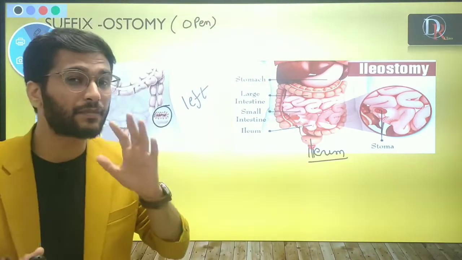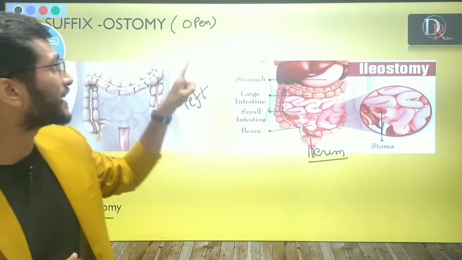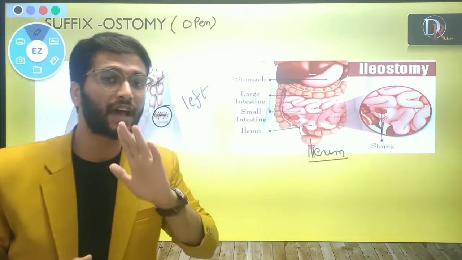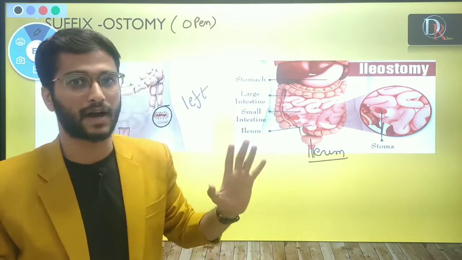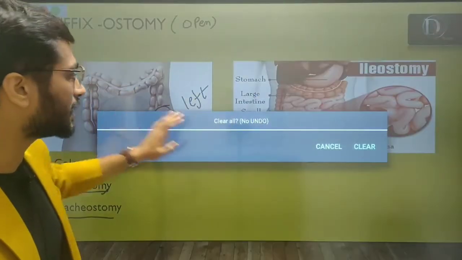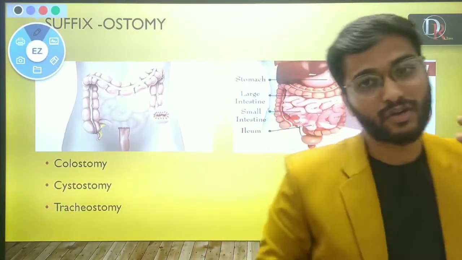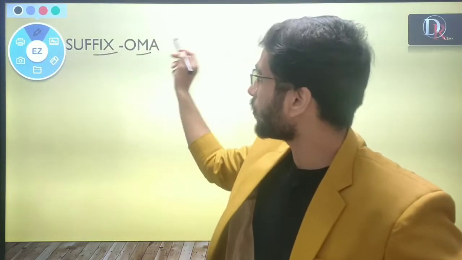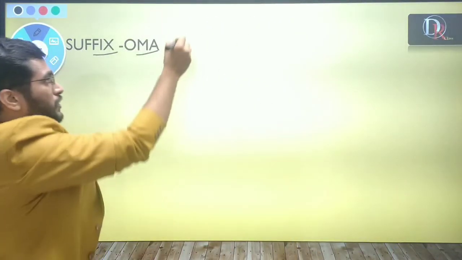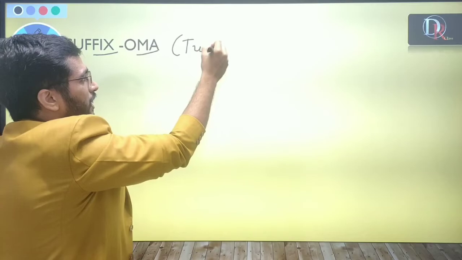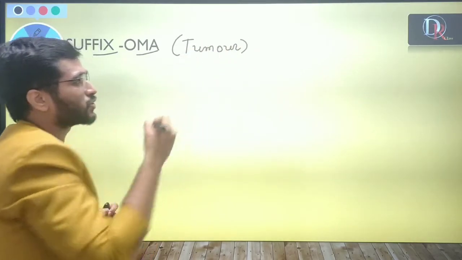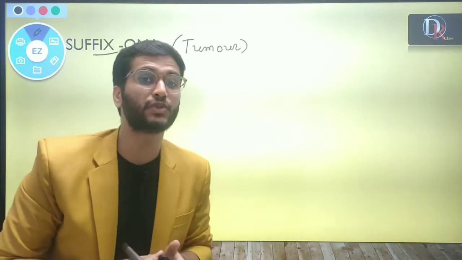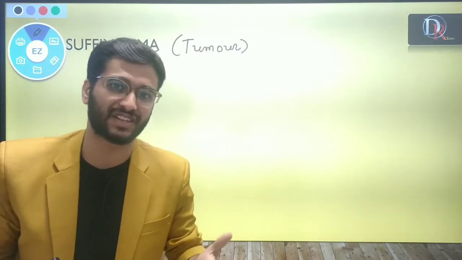Again and again I repeat that in ostomy, you don't close the part. You have to leave the wound, or the incision, open. The suffix oma refers to a tumor. Basically, a tumor is an excess growth of tissue, which results from uncontrolled cell division.